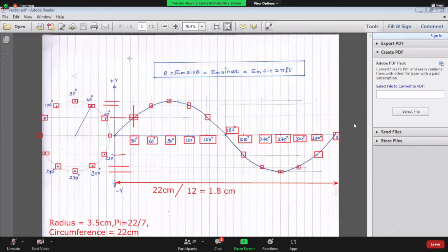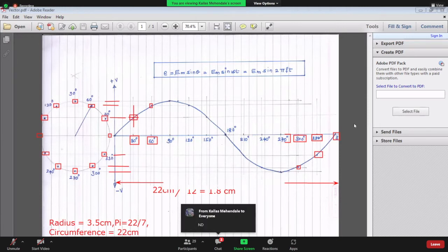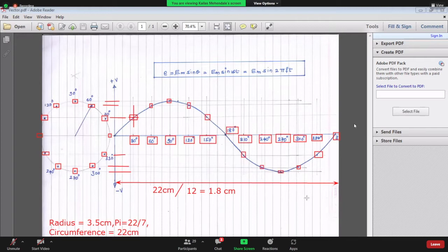So if the geometrical part is understood, please type into the chat box ND, short form for no doubt. This is as far as the geometrical part was concerned.